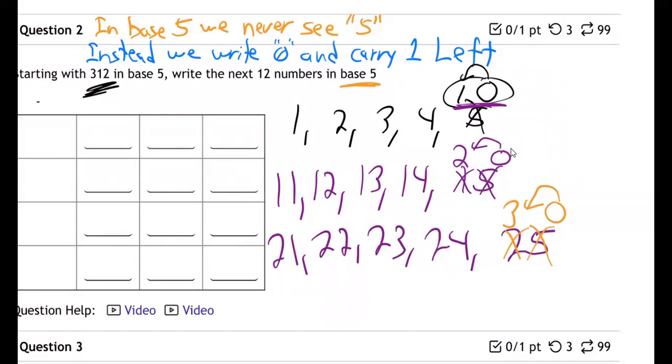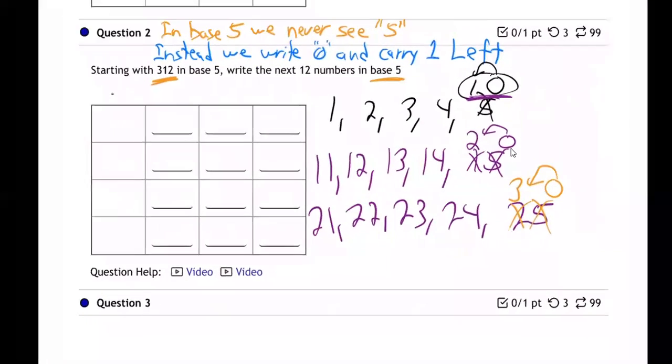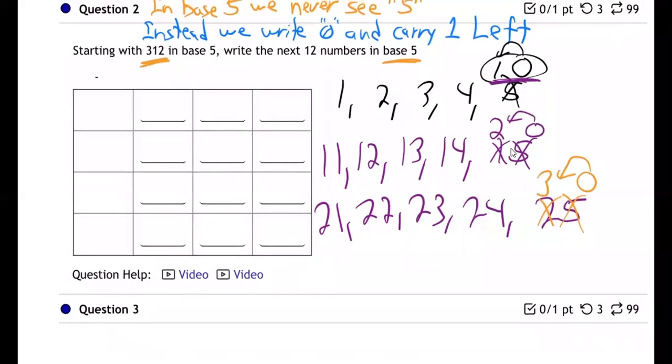So I'm going to go back and do the actual question, which is: start at 312 and do the next 12 numbers. I just wanted to show you how base 5 counting generally works. Now let's go to the specific question they're asking us. Start at 312 and do the next 12 numbers in base 5.